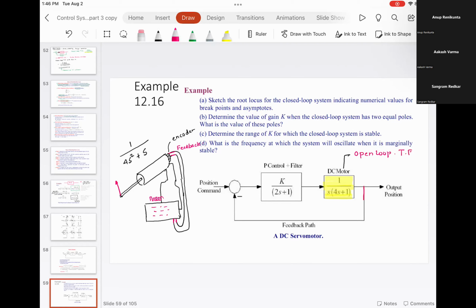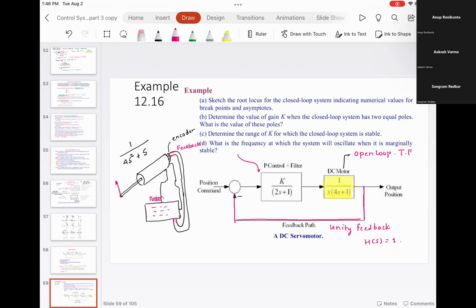But with the encoder, we added this feedback path. And this feedback is a unity feedback, which means h of s is equal to 1. Now, what I have here is I am going to supply some type of position command, like turn the motor to 10 degrees, turn the motor to 20 degrees. So the pointer would point toward 10 degrees, 20 degrees, whatever it is.